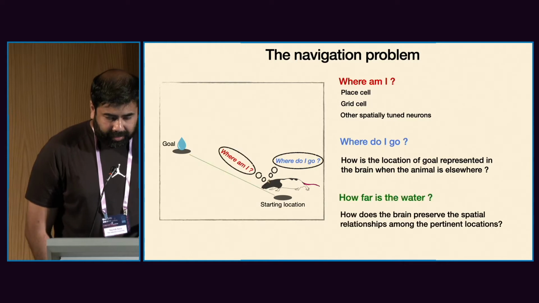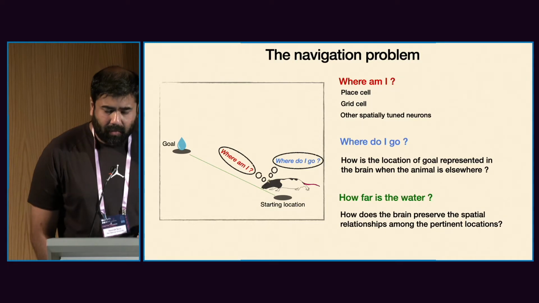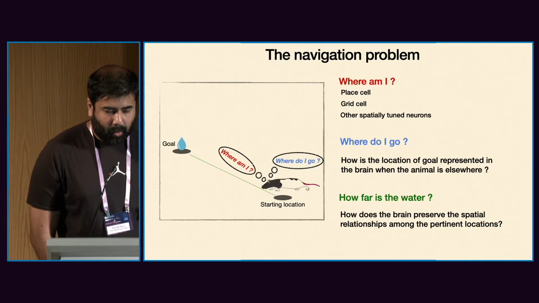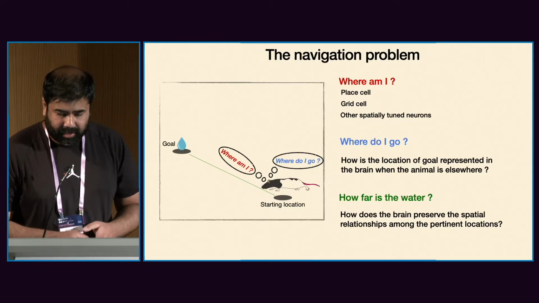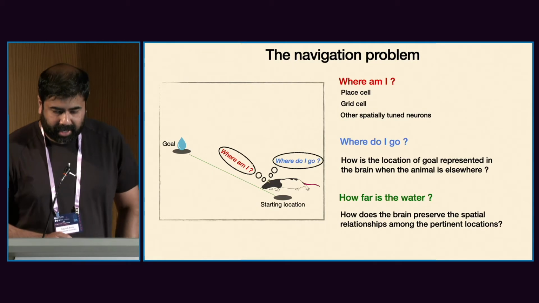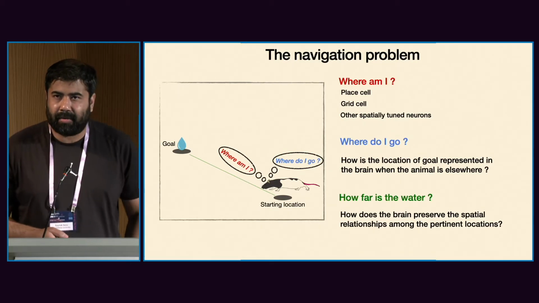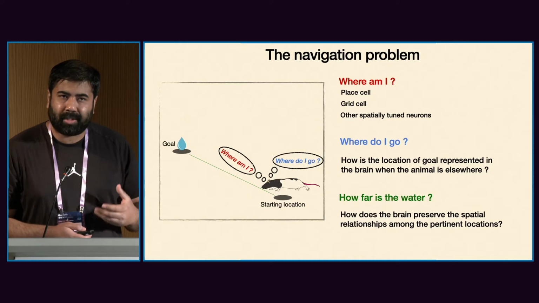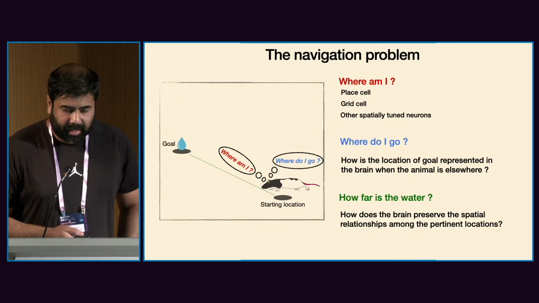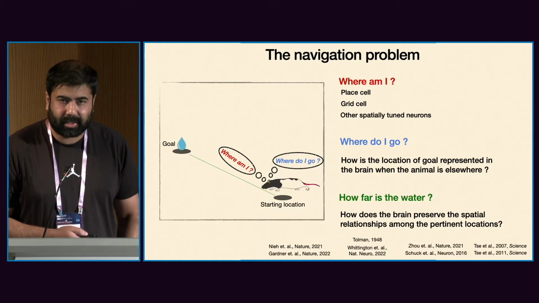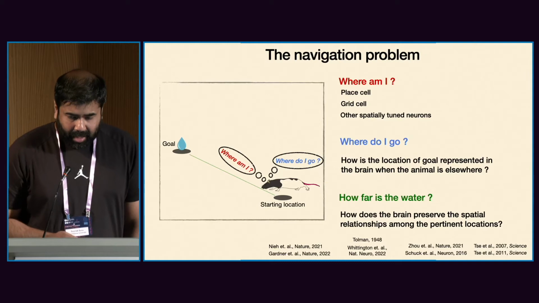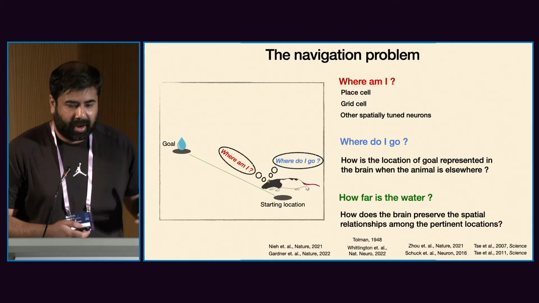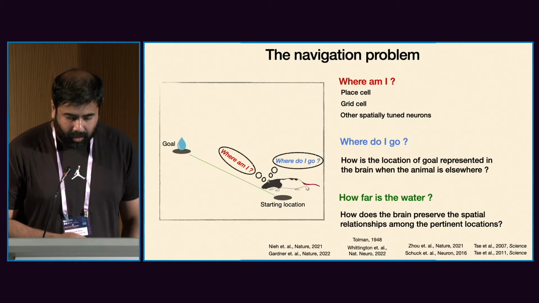And the third important question in this setup is how far is the water, right? So in other words, what is the distance and direction of the target relative to the starting location, which is actually required for proper action planning, right? Now, this sort of question of how the brain preserves relational information has been asked over the ages and has been investigated by various labs, including Yale's. But we still don't have a very good understanding of how the brain does it.